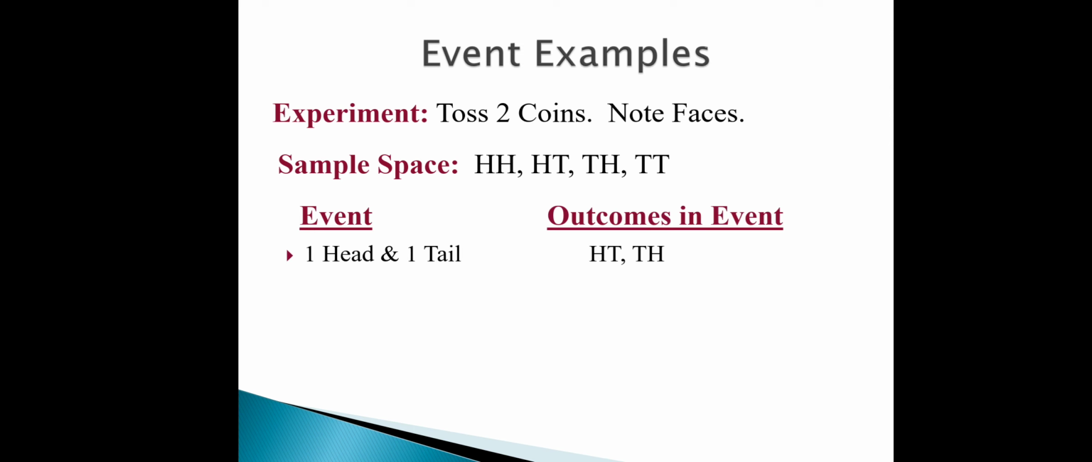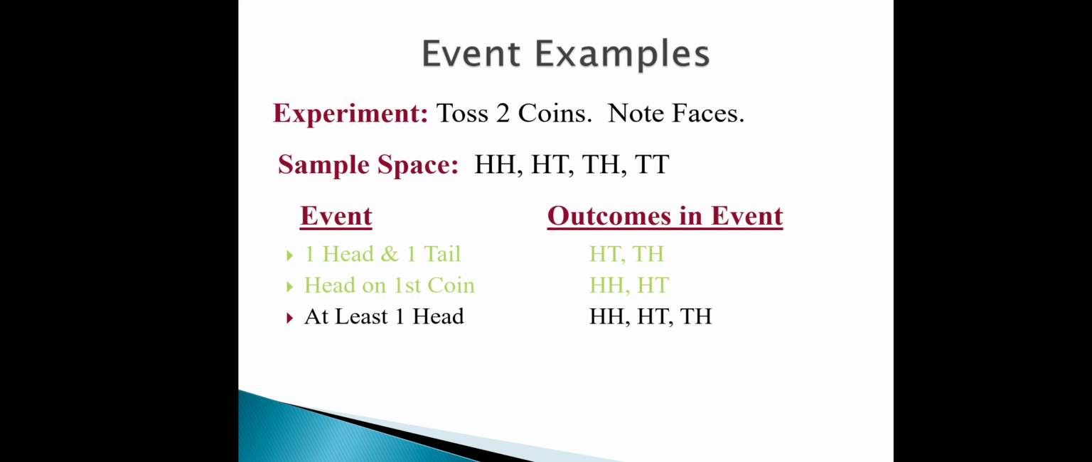Now an event example. Experiment: toss two coins, note the faces; sample space HH, HT, TH, TT. Event: one head and one tail, and the outcomes in the event are HT, TH. Head on the first coin: HH, HT. At least one head: HH, HT, TH. Head on both: HH.